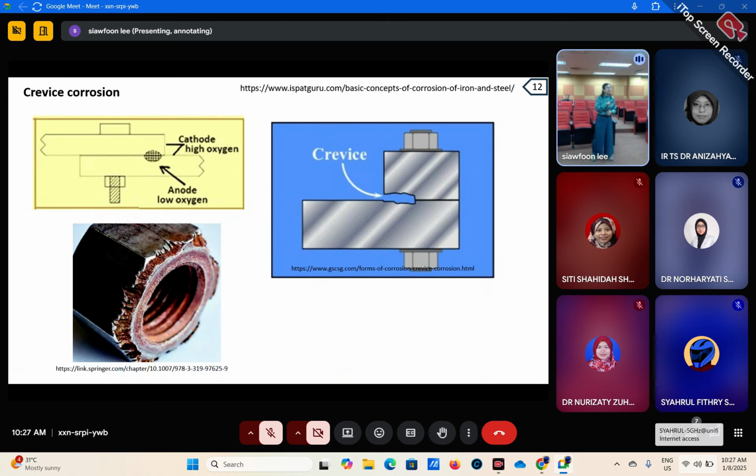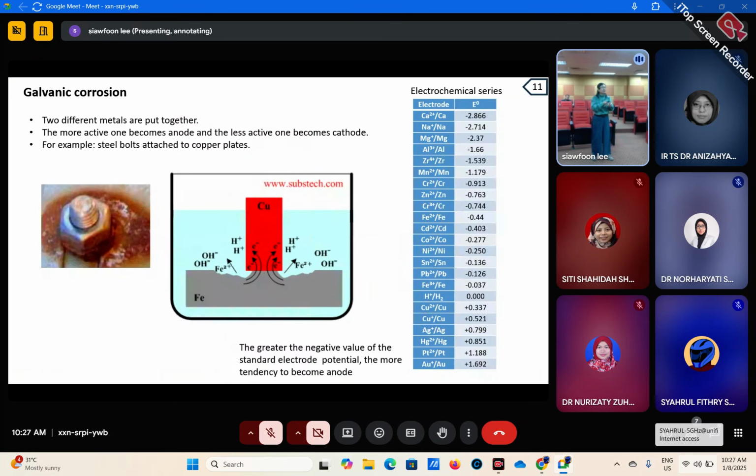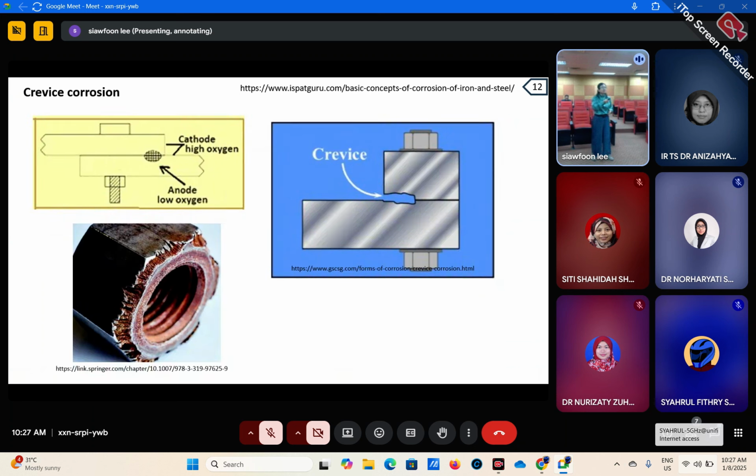So another one is crevice corrosion. What is the difference between crevice corrosion and the galvanic corrosion? Galvanic corrosion is because you put two different metals together. However, with crevice corrosion, even if you put the same metal together, because there's a joint here, this joint will lead to a different concentration of oxygen. When there's a different concentration of oxygen, this part will get corroded and will go inside. When they go deep inside, this is called crevice corrosion.